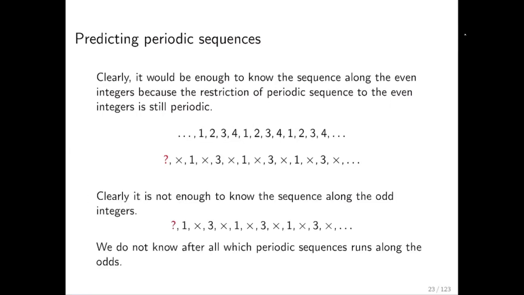And clearly, it is not enough to know it along the odd integers, because you don't exactly know which phase of the period you are in along the even integers. So in this case, this question mark could either be 2 or 4, and you won't really be able to say precisely which. If the only information that I have is that it is periodic, and I'm only given this periodic sequence along odd integers, I cannot predict. If I'm given it along even integers, then I can make the prediction.